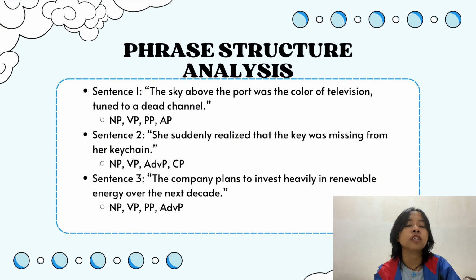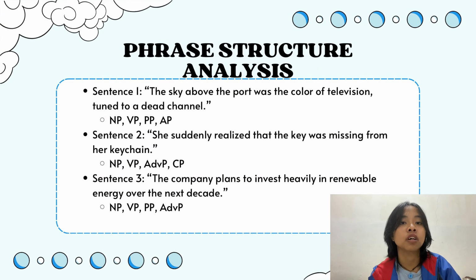And then the second sentence is "She suddenly realized that the key was missing from her keychain." The constituent analysis for this sentence is NP subject she, VP predicate is suddenly realized that the key was missing from her keychain, which contains adjective phrase suddenly, and then the main verb is realized, and then the complementizer phrase that the key was missing from her keychain.